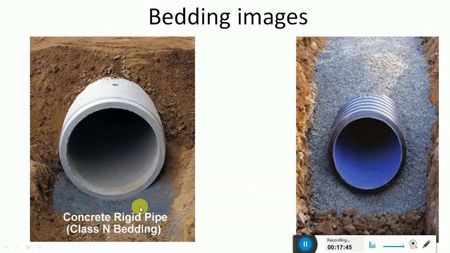Here you can see the class N type of bedding, provided where the depth is very less, and this is another kind of bedding provided here. And these are pipe materials. This is a different pipe. This is a CC cement concrete sewer, and this is a double wall corrugated, DWC type of pipe, which is nowadays widely used.